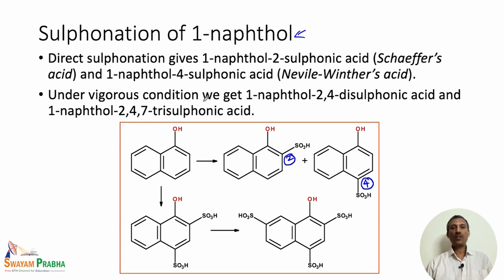Under vigorous conditions, we end up with the polysulfonic acid substituted derivatives. So, the 1-naphthol gives 2,4-disulfonic acid and 2,4,7-trisulfonic acid. So, here we have the 2,4-disulfonic acid, and we have 2,4,7-trisulfonic acid derivatives formed on vigorous sulfonation reaction.